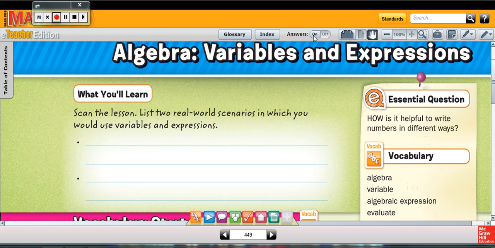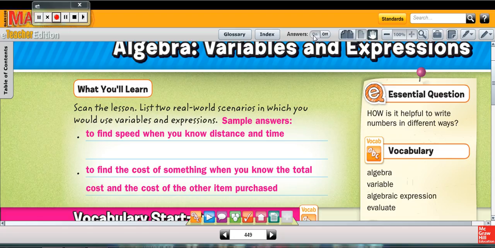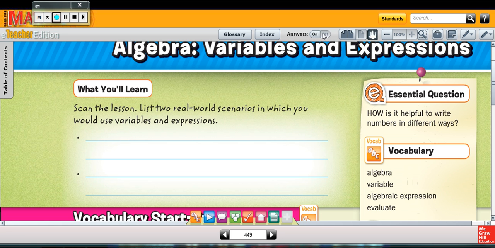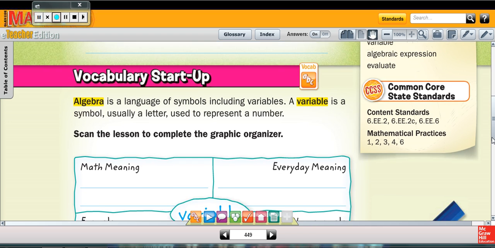Here are a couple of examples of some real-world scenarios you might have found. Could be to find speed when we know distance and time, to find the cost of something when we know the total and the cost of the other item purchased. There may be a variety of answers that you found as you were looking through this chapter. Let's take a look at the vocabulary startup.